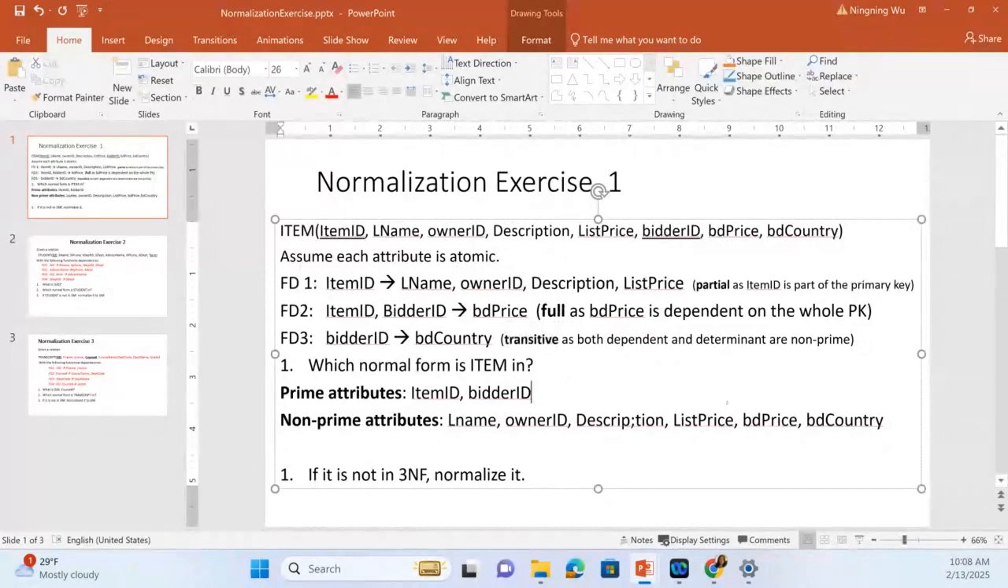Okay, so here I show you how to identify the type of a functional dependency. Okay, so given these three, we have one. I'm sorry, I think I'm wrong. It's not transitive. It's partial.